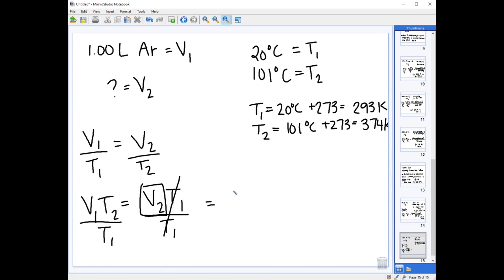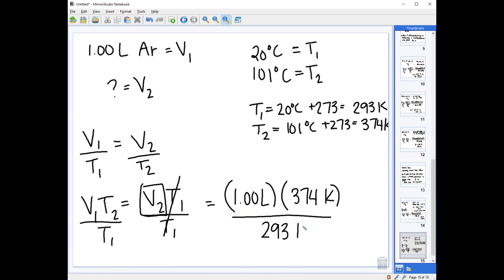So now I'm going to plug them in. V1 is 1.0 liters. T2, 374 Kelvin. T1, 293 Kelvin. So I just say 374 divided by 293. And I'm going to go with 3 significant digits, so 1.28 liters.